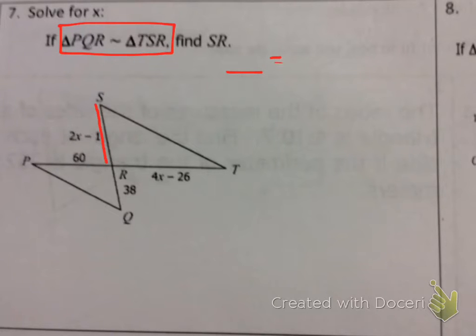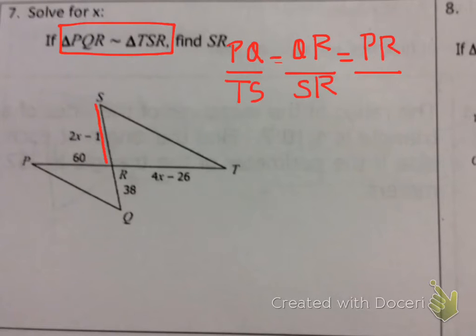First thing I would do is set up your 3 equal ratios. Use the order of the letters to create these. First two letters, PQ, corresponds with the first two letters of the second triangle, TS. The last two letters, QR, corresponds with SR, last two letters. And then the first and last letter, PR, that corresponds with TR.